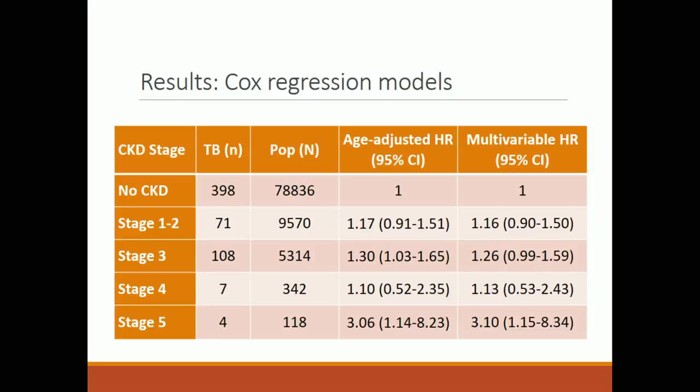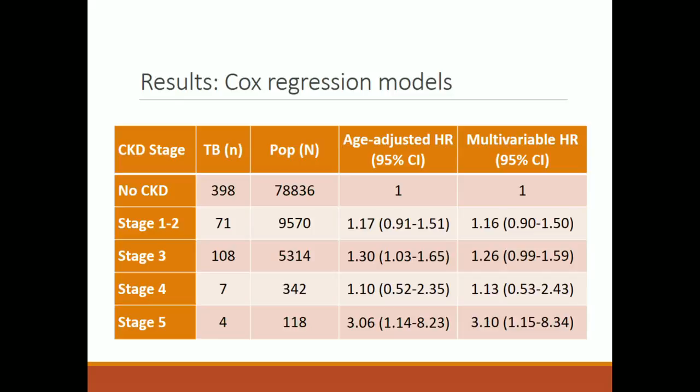For those with stage 1 and 2, the adjusted hazard ratio was about 1.16, but the confidence interval overlapped with 1. For stage 3 disease, the adjusted hazard ratio was 1.26 and just barely crossed 1. For stage 4 disease, the confidence interval was wide because we only had 7 cases of TB. So this is one way to look at the dose-response association, but this method is limited by assuming constant risk within the category.